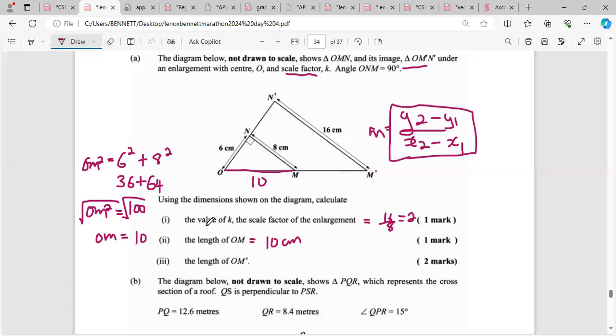Now they ask us for the distance from O to M'. This can be a little bit tricky. Why? Students might just put 20, but it's not 20. The distance from here, from O to M', is going to be what? 20, right? No, that length here is 20, as in from M to M'. Because this length from here to here is going to double this length, so we're just going to times it.